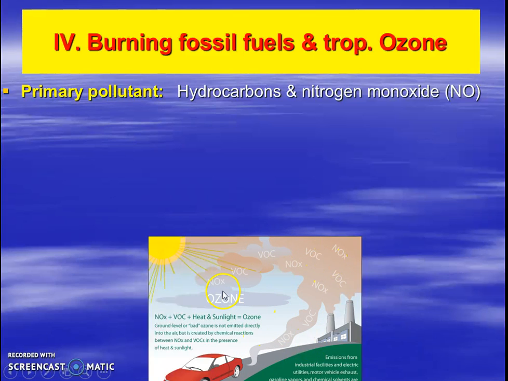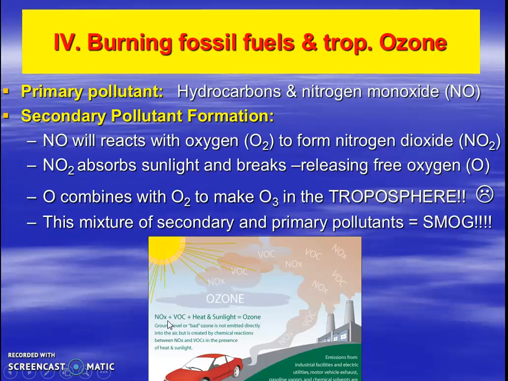Oh my gosh. But somehow they become ozone. Well, if you peek at this little diagram, this is how. A secondary pollutant, remember, has to go through a chemical reaction. Especially the NO, the NOx, will react with oxygen and form NO2. That NO2 will absorb sunlight.